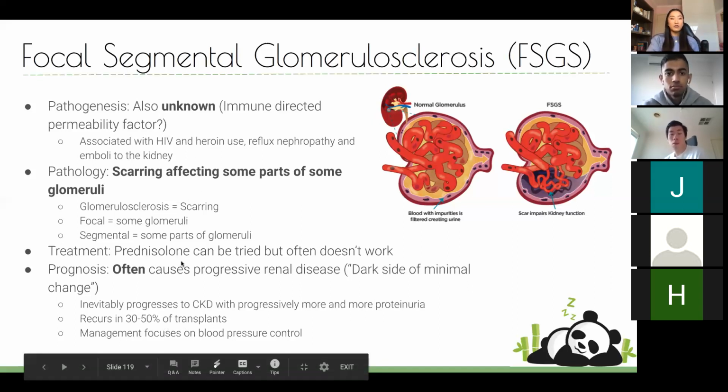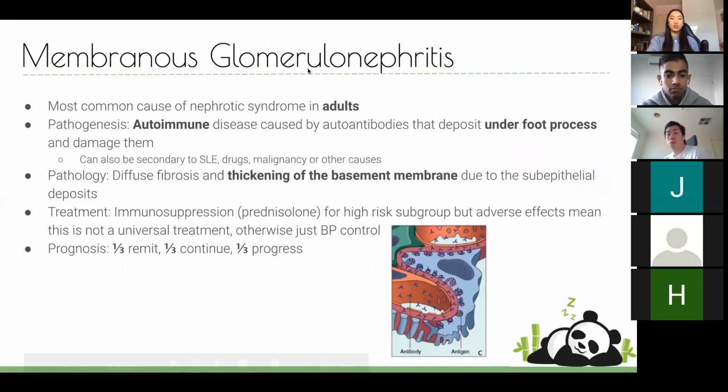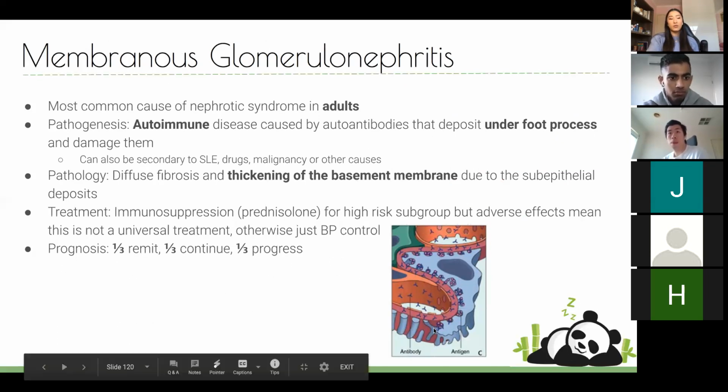And then your final nephrotic syndrome is membranous glomerulonephritis. The important thing to know for this one is that it's the most common nephrotic syndrome in adults. So children, minimal change; adults, membranous glomerulonephritis. It's an autoimmune disease. So this one we actually do know the pathogenesis for. And what happens is you get these autoantibodies that deposit under the foot processes.